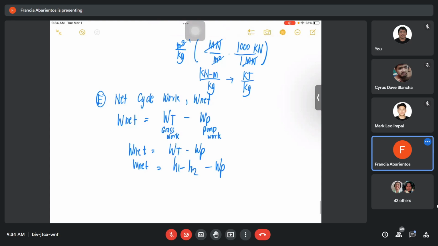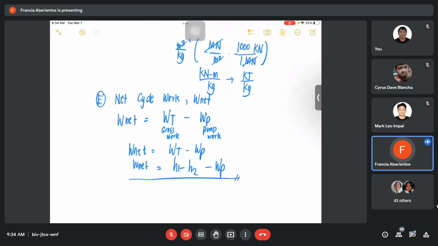Okay. So, this is now your net cycle work. Okay? Mahaba na class. This is just the very first, the very basic power cycle. Letter E pa lang tayo. Pag sa reheat class, dalawa ng turbine ang isusolve nyo. Okay?